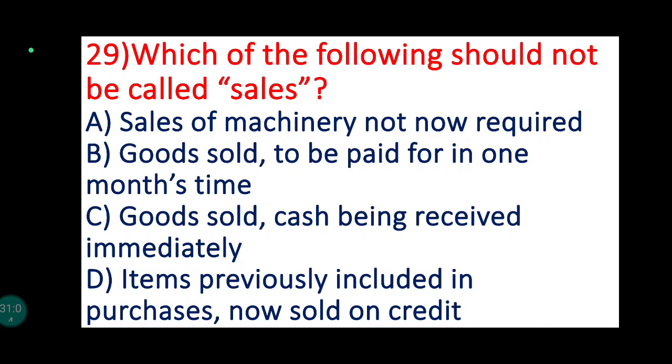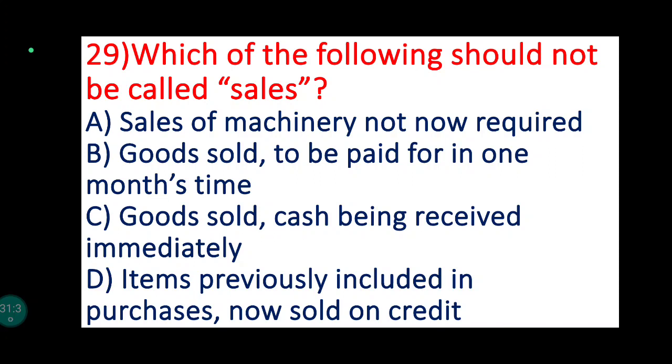Point number 29. You can see, which of the following should not be called as sales? See, sales means what? It is income, of course, from sale of goods and services, and it includes both cash sales and credit sales. So remember always, sales means sale of goods, not assets. Sale of goods also includes both cash sale and credit sale.